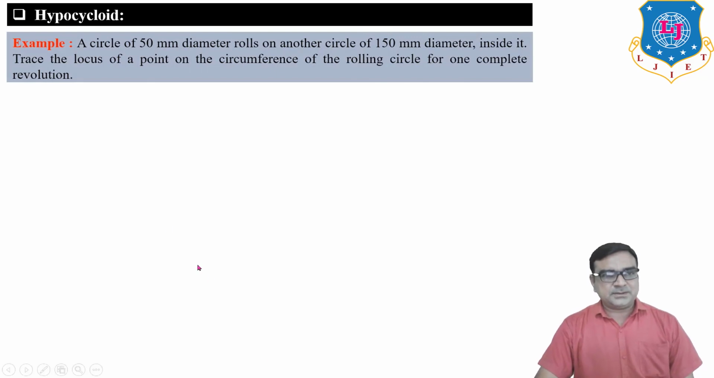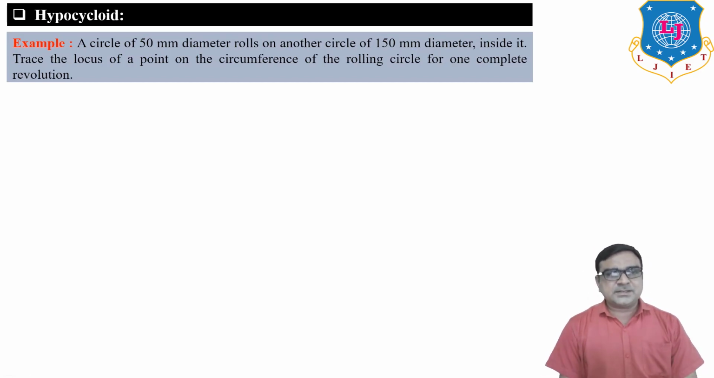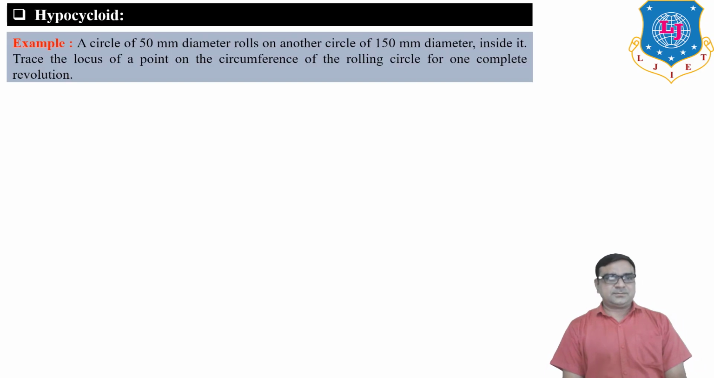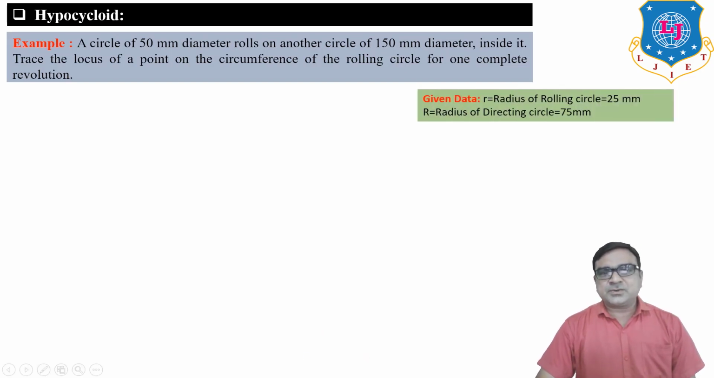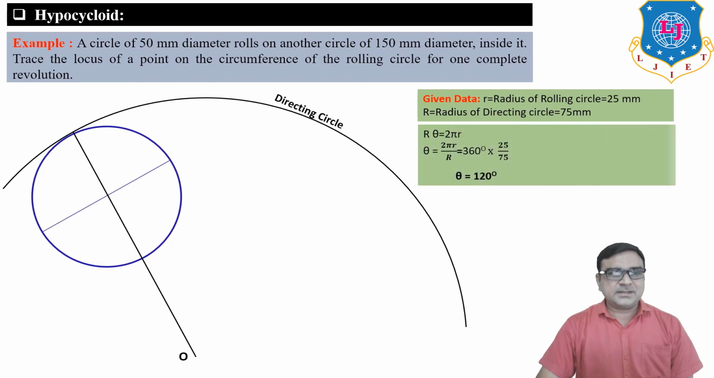Now taking one example for hypocycloid: a circle of 50 mm diameter rolls on another circle of 150 mm diameter inside it. Trace the locus of point on the circumference of the rolling circle for one complete revolution. So here also we have two circles, the small rolling circle of radius 25 mm and the directing circle of radius 75 mm. Here also we take one circle of radius 75 mm, and inside the circle we have to draw another circle of radius 25 mm. The contact point of these two circles is P0.